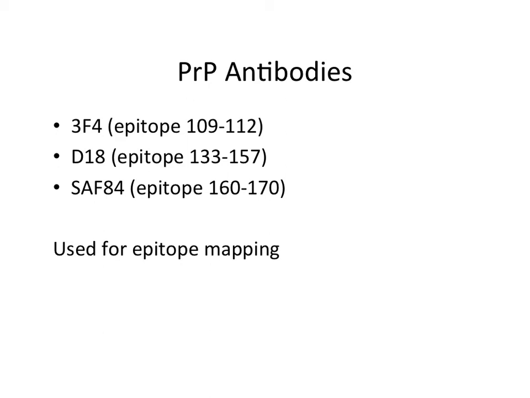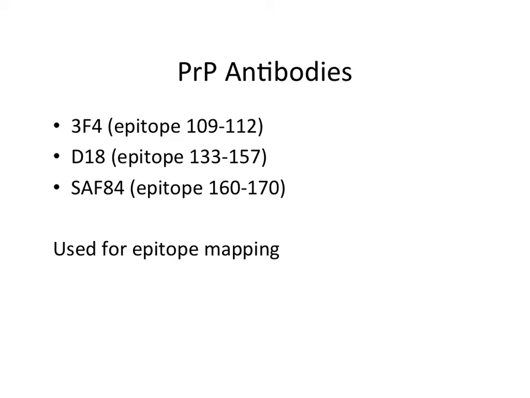So remember, if you have a 3D structure of a protein, an antibody recognizes a specific shape of that specific part of the protein. So this might be 3F4, and that might be residues 109, 110, 111, 112, the 4 different amino acids in that part of the protein that it's recognizing. And so you could have an antibody over here that's D18, and you might have an antibody that recognizes that part, SAF84.